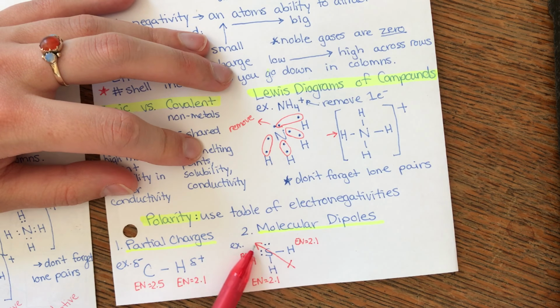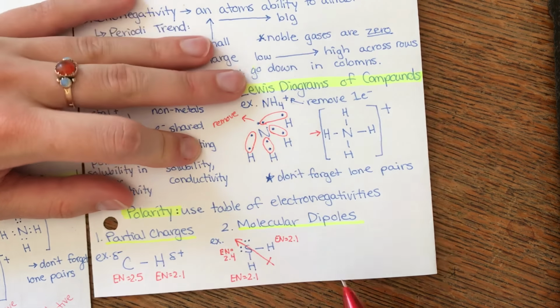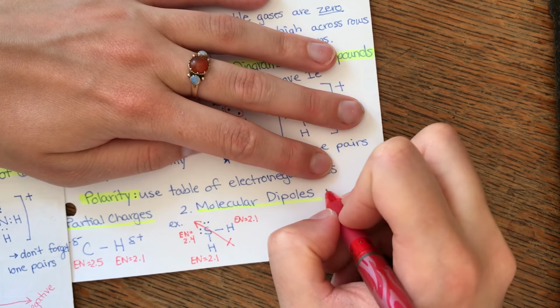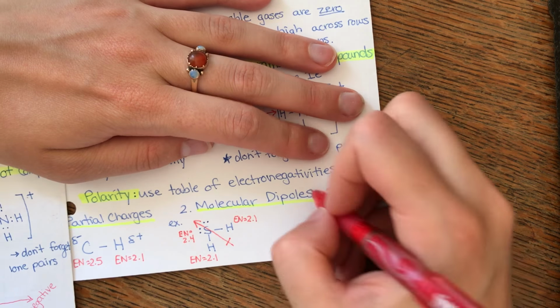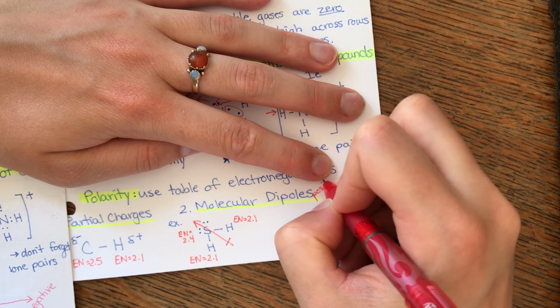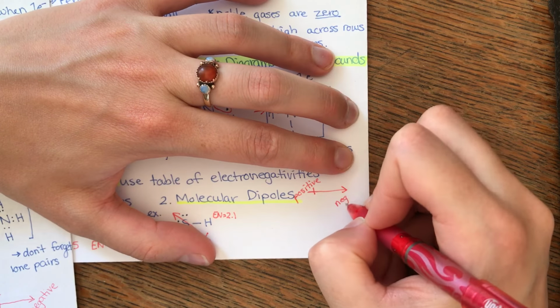So we show it with an arrow where the pointy end is the negative end and the positive end with the little cross is positive. So we can even write that over here as a little legend. So there's how you show the dipole. This end is positive, and this end is negative.